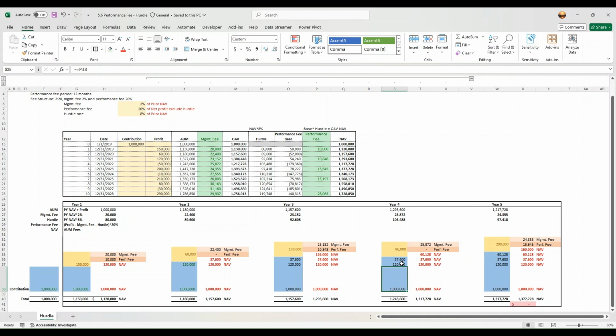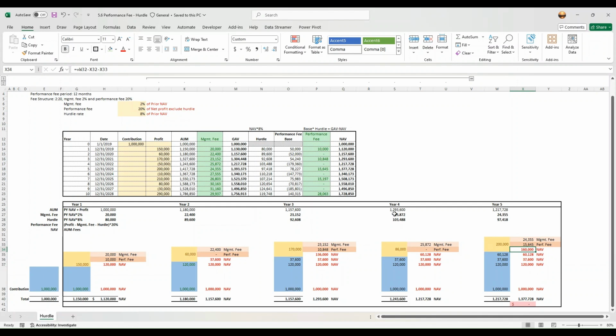On top of this contribution and the profit from prior years, we have a new profit. Based on the new profit, we are going to charge a management fee. In this year, the performance fee is generated based on the leftover after the management fee. So now we have $160,000 left from this $200,000 profit. And then this is a breakout of the rest of the NAV.